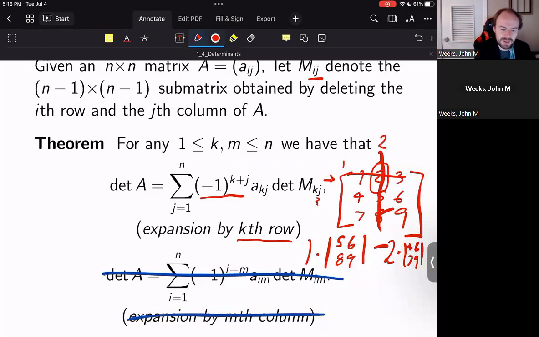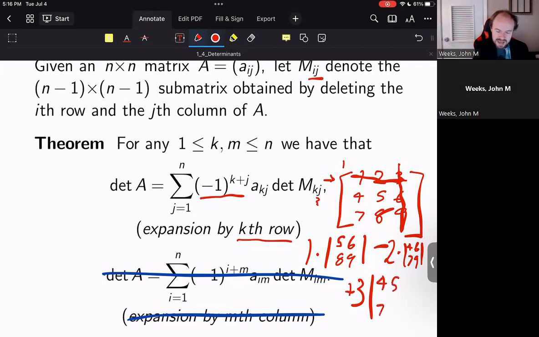And then finally, I'm going to continue expanding on this first row since I haven't gone through each of the row elements here. And I'm going to note the first element of this third column, and then I'm going to delete first row, third column. And that will give me another matrix to take. And I can go through and calculate what this is. So that is expansion by the kth row.